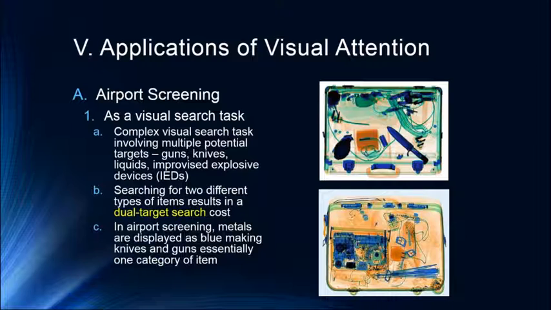But you can see anything metal is displayed in blue, and this is part of the new technology that really helps assist airport screeners in finding things more quickly, because this creates a single feature search. And then down here it looks like somebody's laptop and an umbrella. It took me a while to figure out what that was, but I'm pretty sure that's an umbrella. But you can see this is a pretty complicated task.